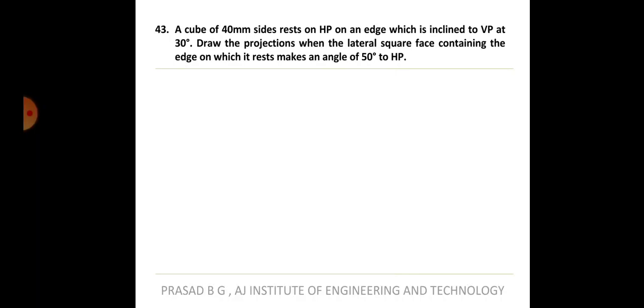Okay. So it is resting on an edge. That is the condition. It is inclined to VP at 30 degrees. And what is inclined to VP at 30 degrees? The edge on which it is resting. Right. It is resting on the edge on HP, and the edge which is resting on HP is inclined to VP at 30 degrees. And the lateral face, that means the vertical face on which the edge is resting, is inclined at 50 degrees to HP. So the problem is very simple, but don't make the mistake of drawing any other axis height. Keep the axis height equal to the side of the base when it's a cube. Okay. So now let us go to the problem.